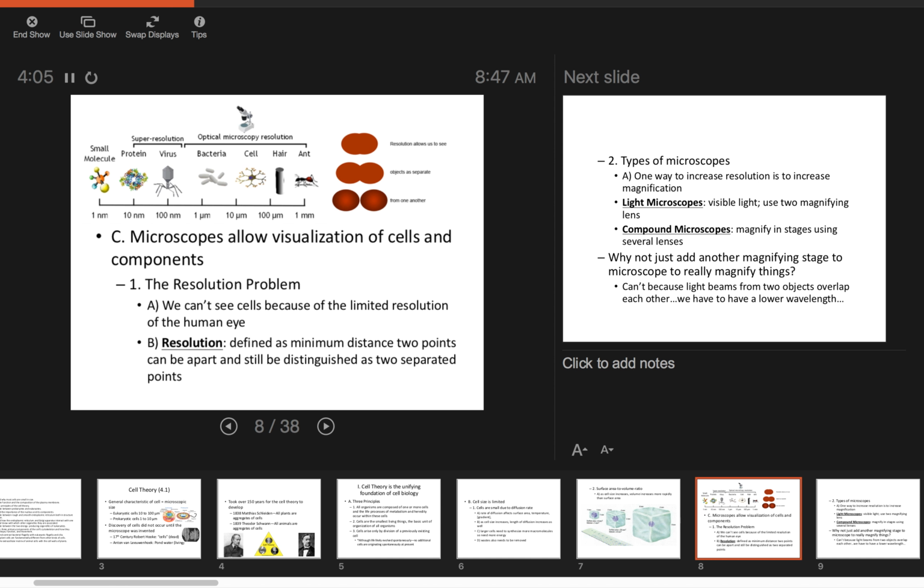Okay, switching gears, talking about microscopes a little bit. So without microscopes, we wouldn't be able to see cells. However, microscopes do have a problem, and it's called the resolution problem. We can only see as well as how good the resolution of a microscope is. And so the definition of resolution is the minimum distance between 2 points that can be apart and still be distinguished as those 2 points.